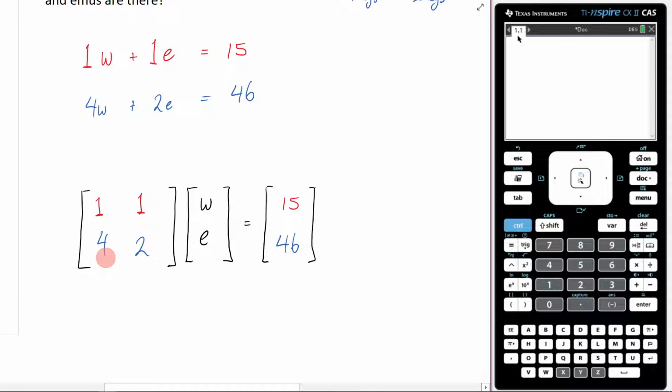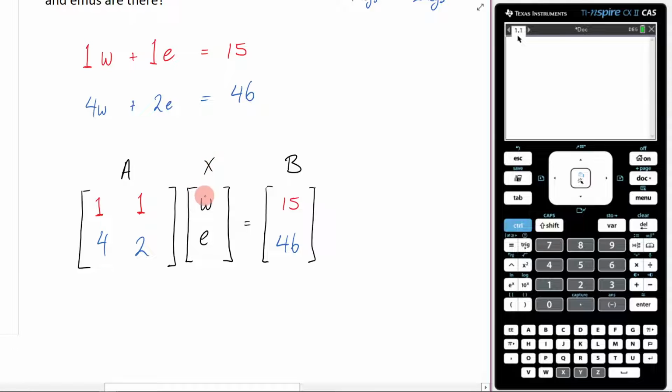Okay. The next thing we're going to do is we're just going to label this. We're going to call this matrix A. We're going to call this matrix X. And we're going to call this matrix B. Now, what I want to do is I want to find what X is equal to. I want to figure out what W and E are. Now, to do that, we're going to use our knowledge of inverse matrices.